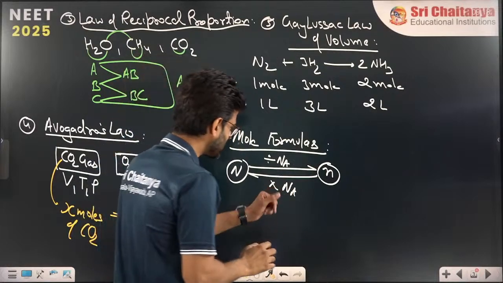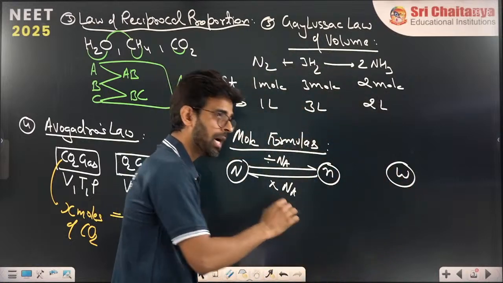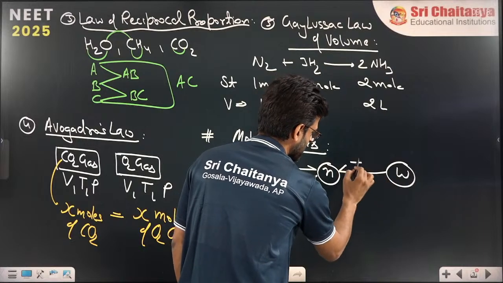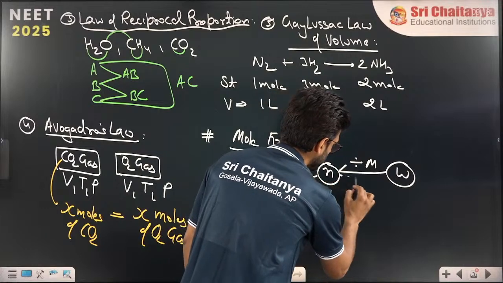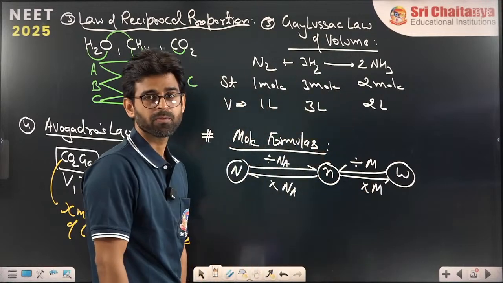Fine. Next thing here, if they gave me weight, given weight, right? So how can I make moles? I will divide the given weight by the molar mass, and reverse, to get the weight from the moles, I will multiply by molar mass, right?